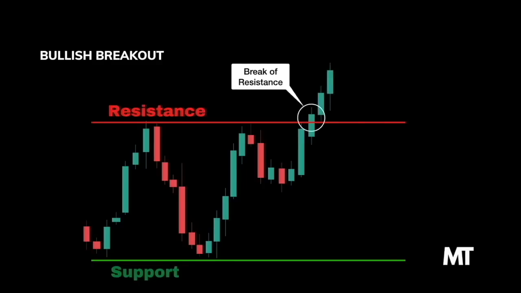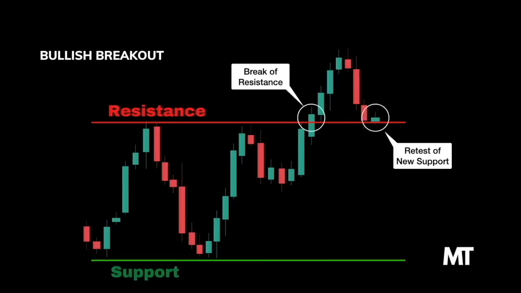Looking at the chart, price is moving upwards, pushing towards the resistance. Price then breaks the resistance level and retraces back for confirmation. Once price action confirms the new support level with bullish momentum, we can enter the trade. Price will now start a bullish trend, reaching higher resistance levels.